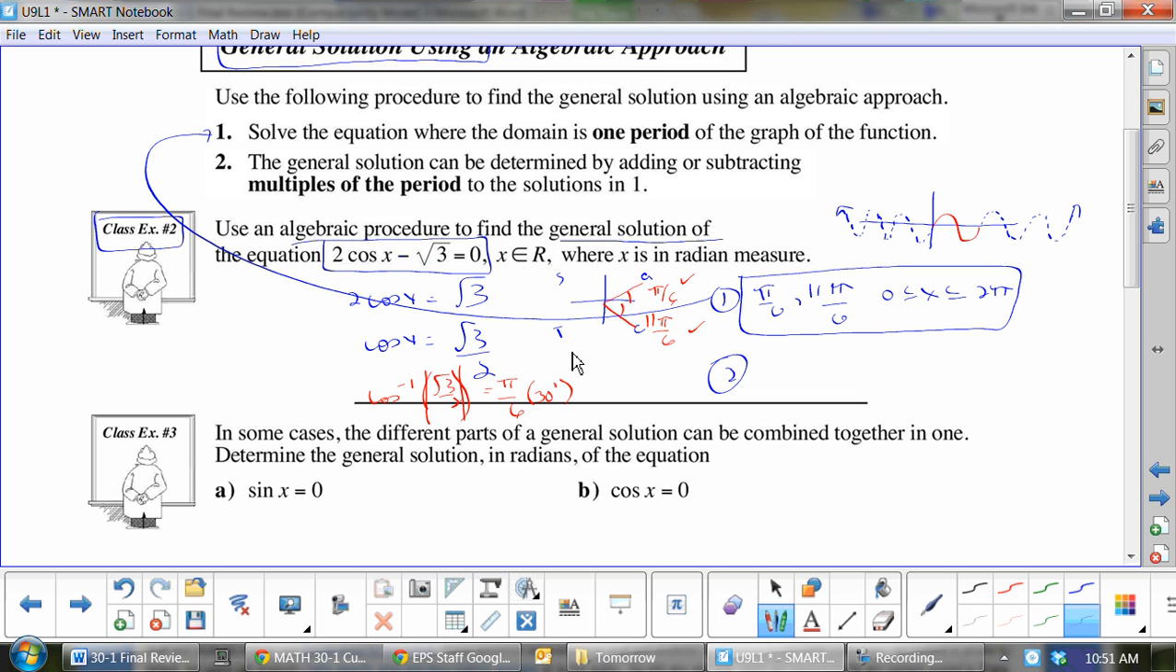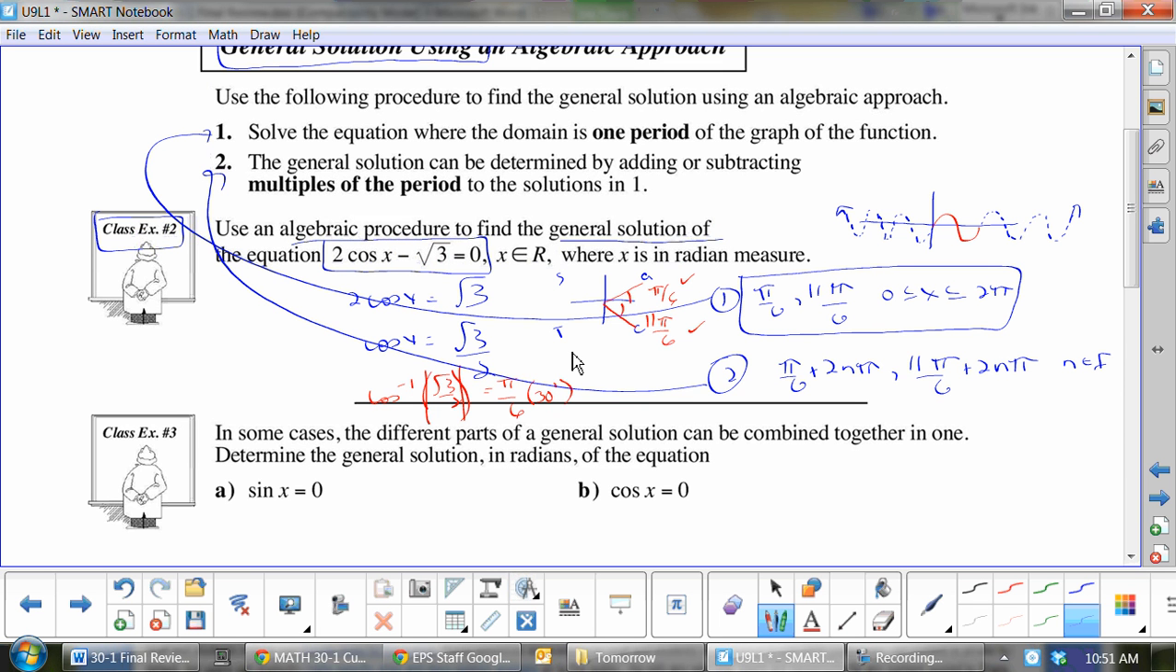So all you do is you go pi over 6 plus 2n pi. You see how I'm going to keep getting every coterminal, and then 11 pi over 6 plus 2n pi. N is in the integers. That is the general solution. So number 2 is kind of new, but we've done coterminals before. See, now I've got every angle in the entire world.